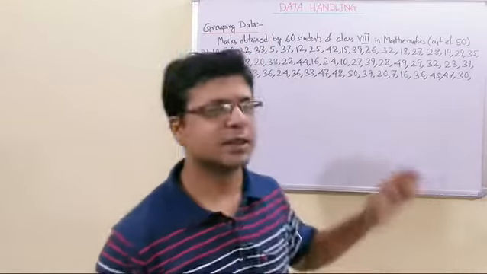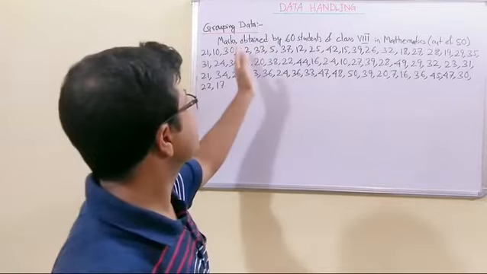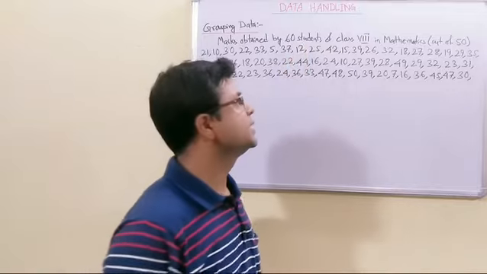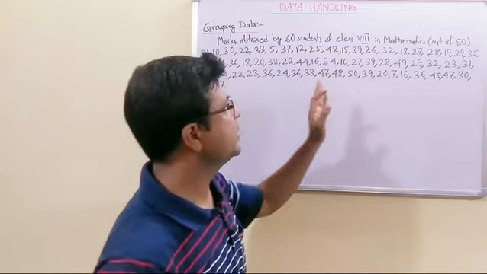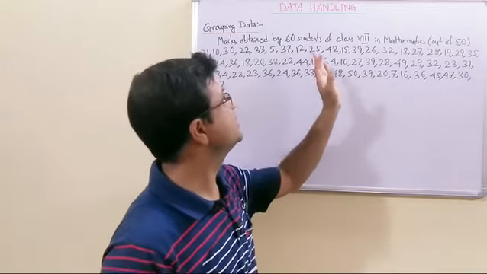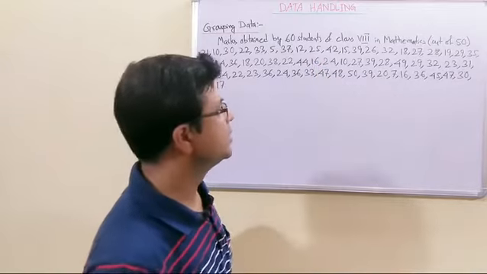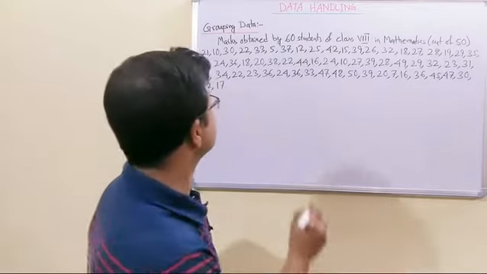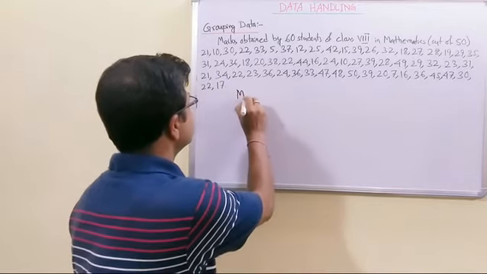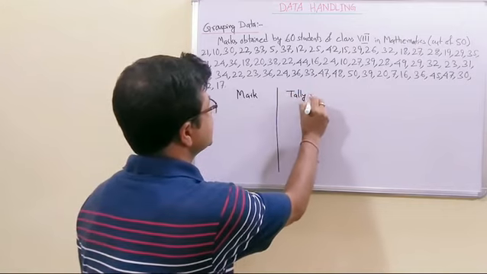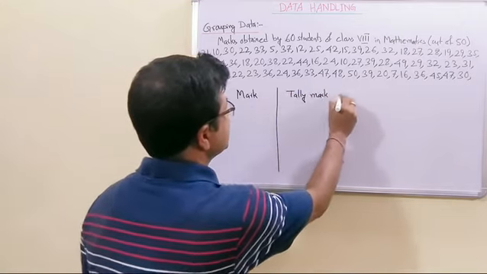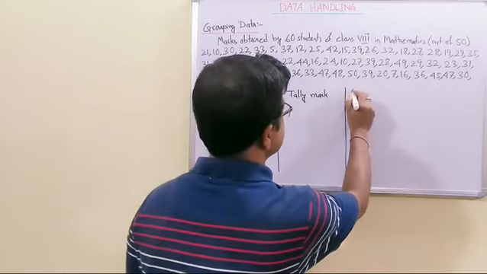Here these are the marks obtained by 60 students of class 8 in mathematics out of 50. So here we have taken the marks obtained by the 60 students. How will we group them? At first let us see the marks here. Then here tally marks, then here number of students.